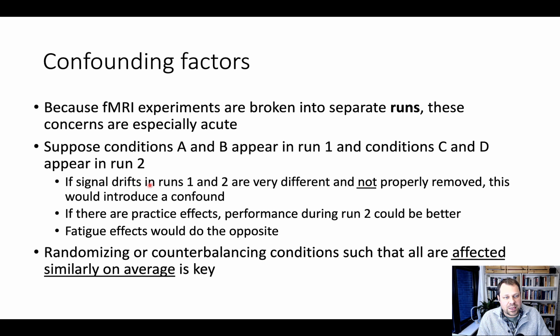First of all, we have signal drifts that can be different between run 1 and run 2, and so we can't properly remove this. So that means that condition C and D might lead to much greater activation than condition A and B. And then when we compare this, without properly removing this, we end up with the conclusion that, well, obviously C and D lead to more activation than A and B. And that's just simply due to the properties of the scanner, which we don't want.